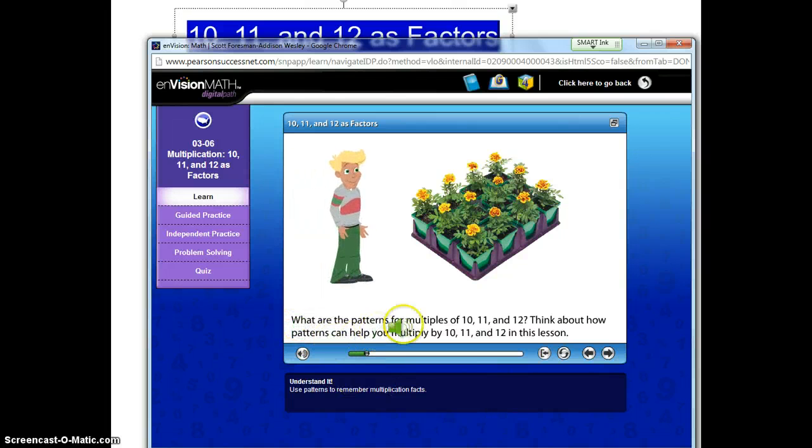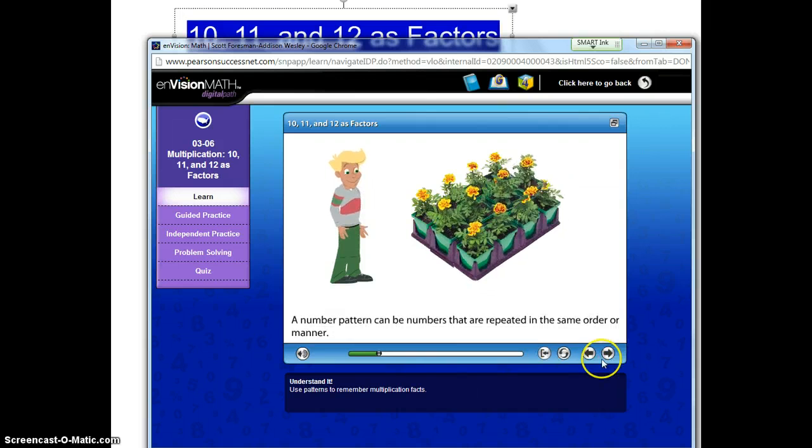This says, what are the patterns for multiples of 10, 11, and 12? Think about how patterns can help you multiply. So we're going to talk about patterns and how they help us, okay? How would you describe a number pattern? Think about that for a second. Always push pause when I ask you questions. I'm going to keep going. You push pause as you think about it, especially if I'm going too fast for you. Push pause and let it sink in. Think about those questions as you move on.